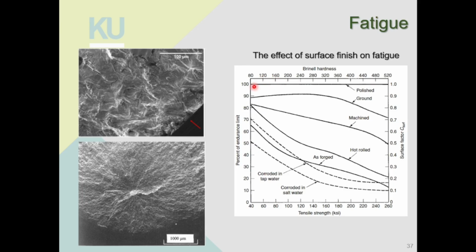So if you compare a polished surface to a ground surface at the same tensile strength, the ground surface will have about 90% of the fatigue life of the polished surface. The machined surface will have about 70% of the fatigue life of the polished surface. So the smoother the surface, the higher the fatigue life.